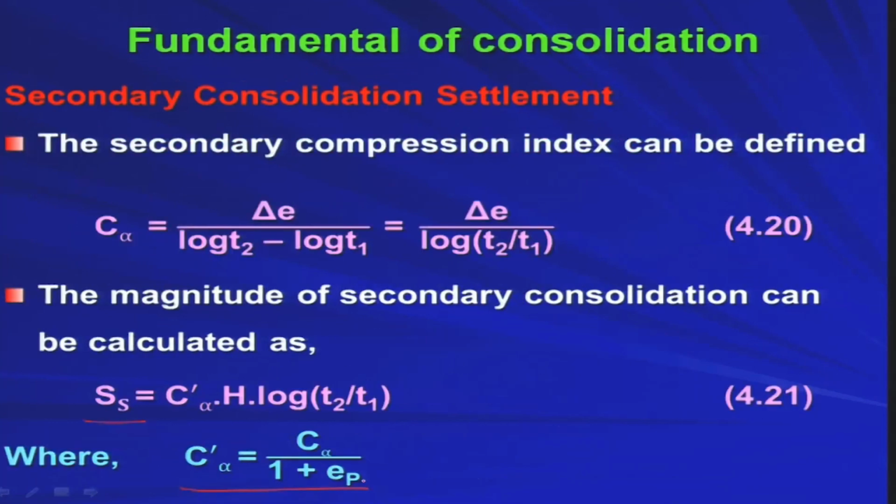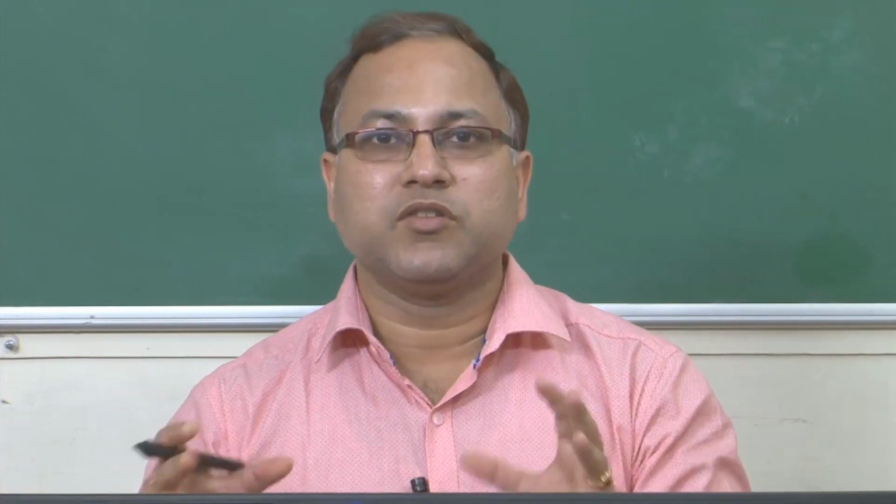So, if you know these things, you can find out. So, you observe some time t2 and t1 and you find out C alpha prime, you know H. So, you can find out secondary consolidation settlement, right. So, secondary consolidation settlement is dependent on time, because that will be happening throughout the life of the structure. So, immediate settlement or the primary settlement will be happening based on the primary consolidation. After that, the secondary consolidation will be always there, and secondary consolidation settlement may be negligible. I mean, we will come to that point.